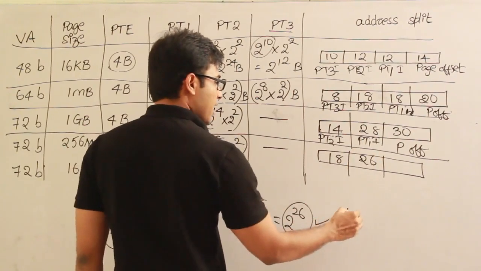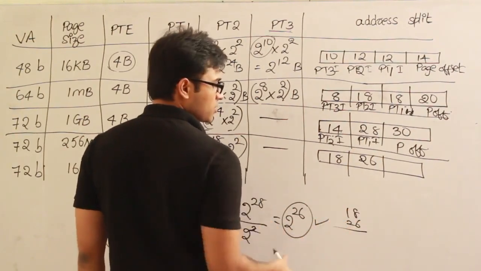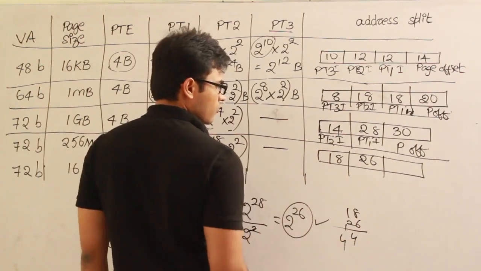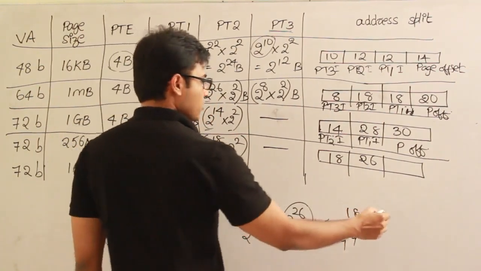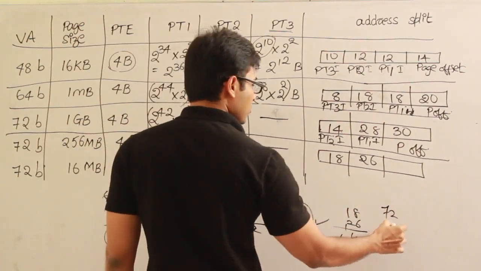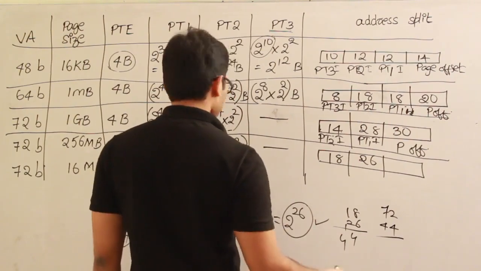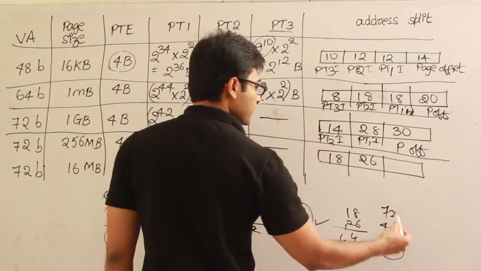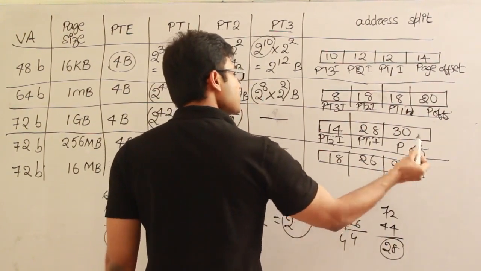Now what is it? Add 18 plus 26. How much do you get? It is 44. And then you subtract 44 from 72. Then how much will you get? You are supposed to get 28, right? Therefore 28 bits are remaining.